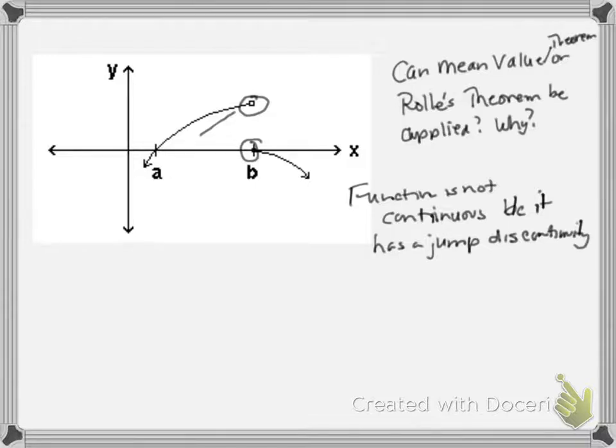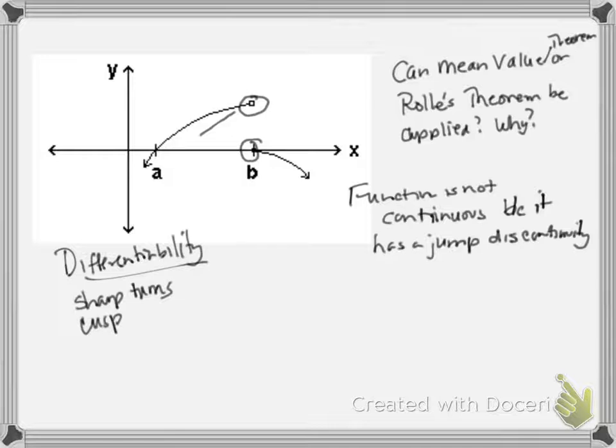All right, now I need to see if my function is differentiable. Well, remember, for differentiability, your function cannot have sharp turns, cusps, or any type of discontinuity. And we already said that we had a jump discontinuity, so that means that function is not differentiable at x equals b. So that means that I cannot apply the mean value theorem or Rolle's theorem.